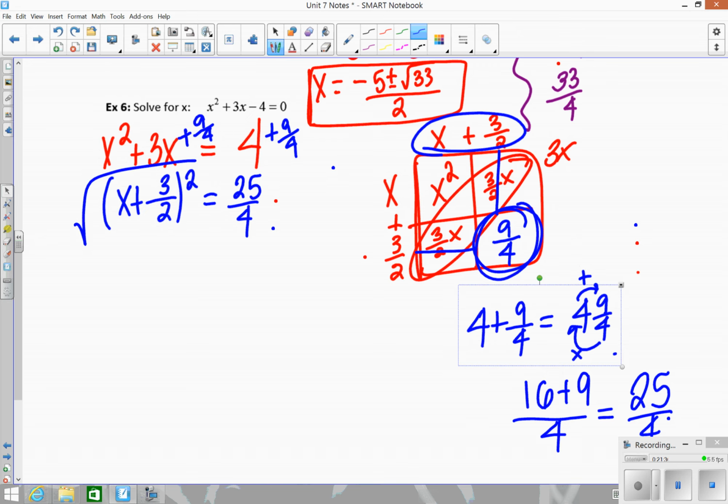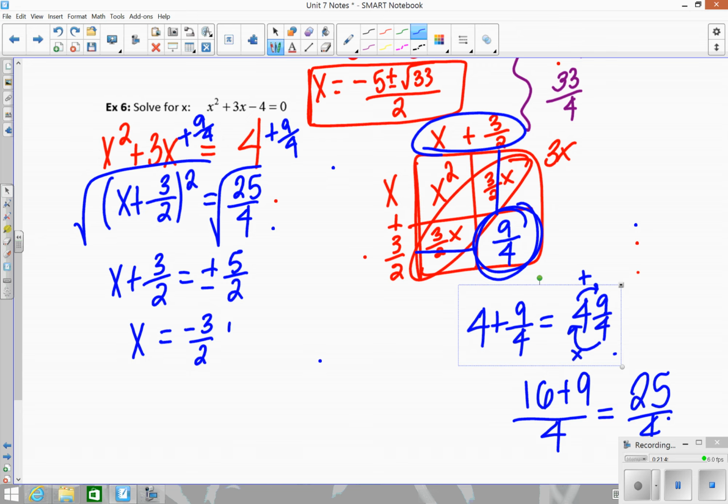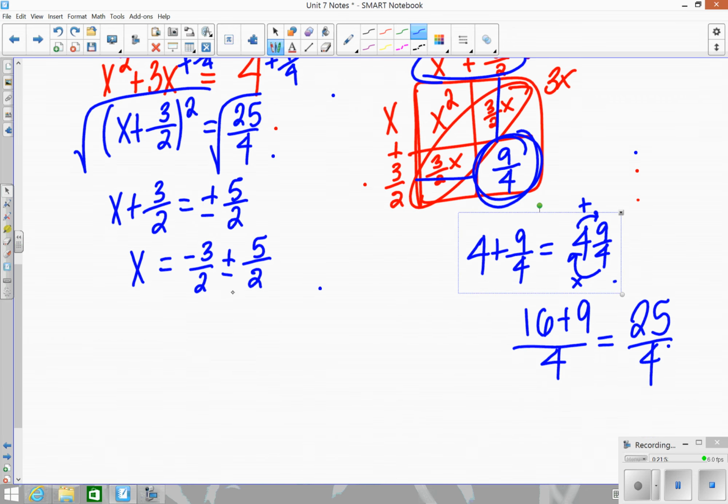Now we can square root both pieces. So we have x plus 3/2 equals plus or minus. In this case, you can just square root the top, square root the bottom. They both are perfect squares, so you get 5 over 2. Bring over that 3/2, so it's going to be a negative 3/2 plus or minus 5 over 2. And again, your denominators are the same, so this is going to become negative 3 plus or minus 5 over 2, which then gives you the two separate cases.